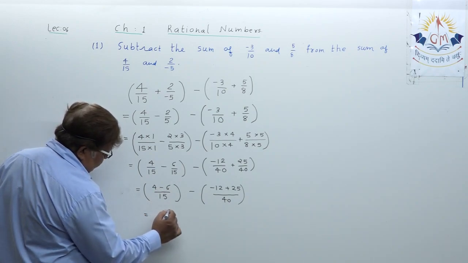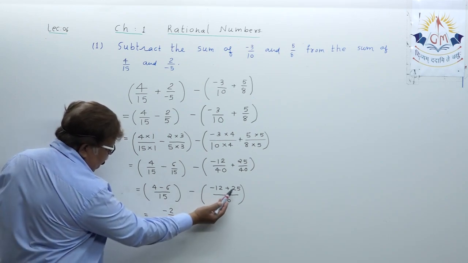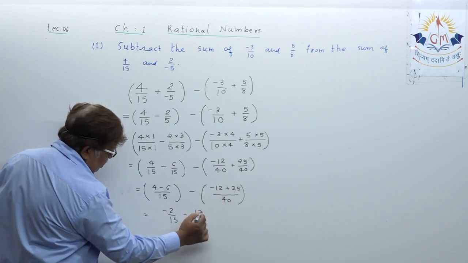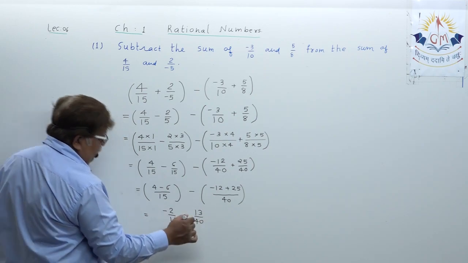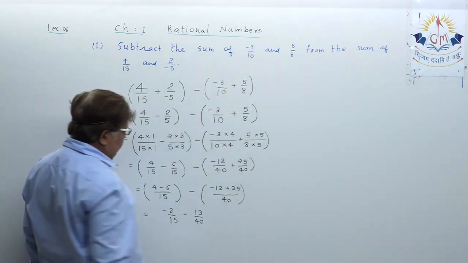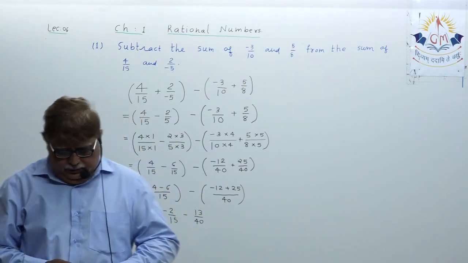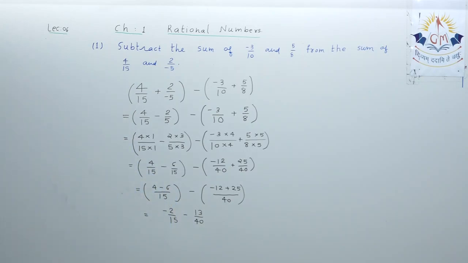4 minus 16 minus 2 upon 15 minus 25 minus 12, 13 upon 40. We further carry the sum there, but you first, dear student, concentrate here. Next step we will carry further on the other side.